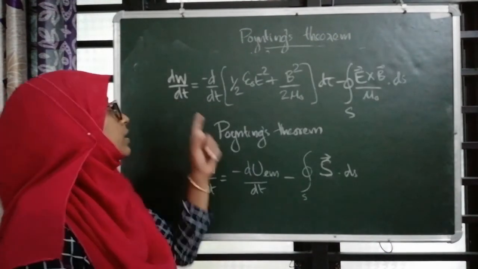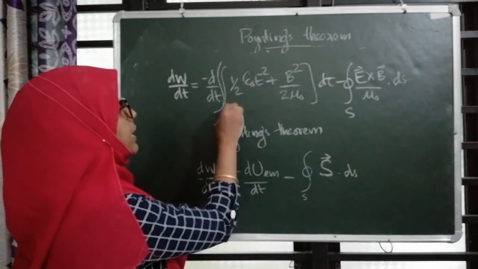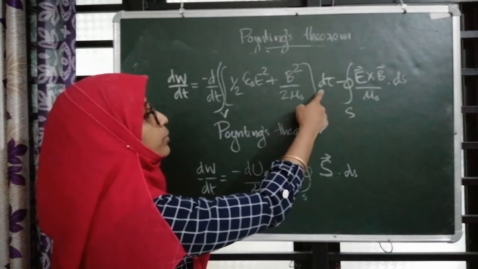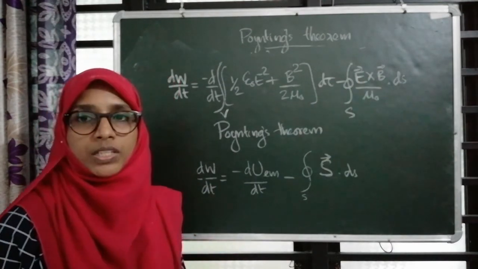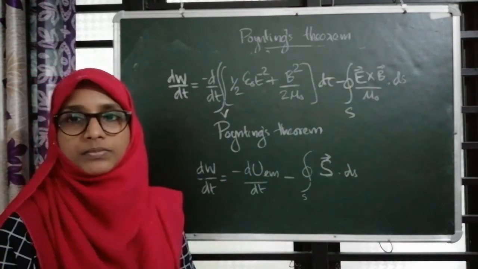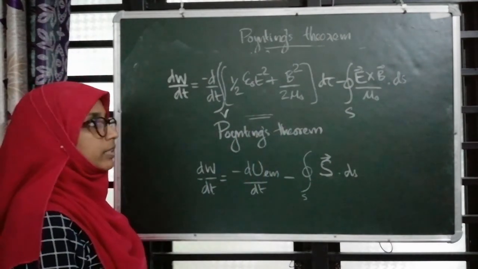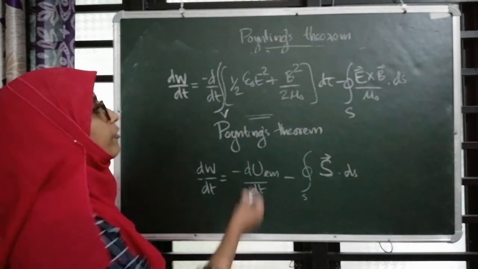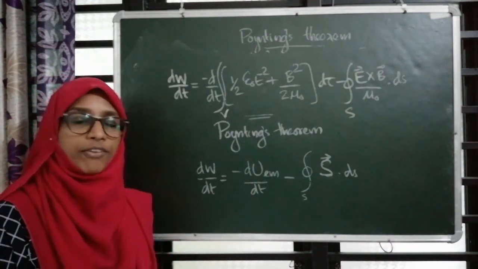Thus we got dW by dt is equal to minus d by dt of the volume integral of 1 by 2 epsilon 0 E squared plus B squared by 2 mu 0 d tau, minus the surface integral of E cross B by mu 0 dot ds, where S is the surface bounding the volume V. This equation is known as the Poynting theorem. In this, the first term inside the integral represents the energy stored in an electromagnetic field.